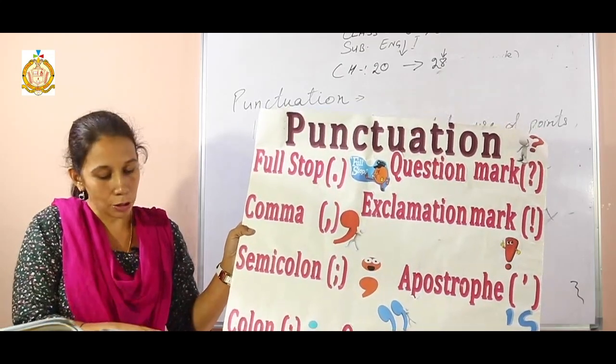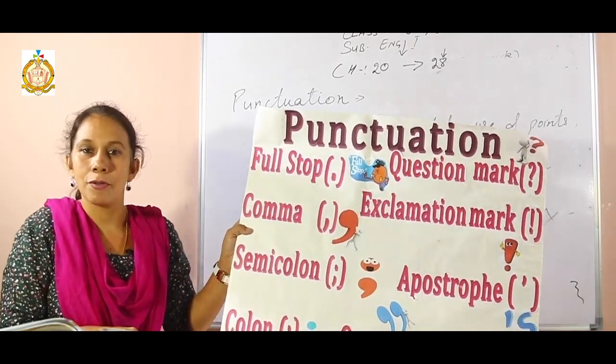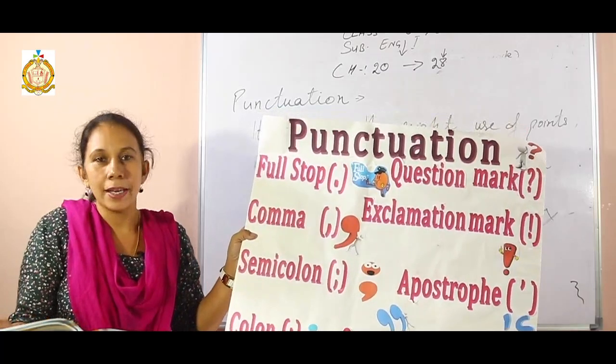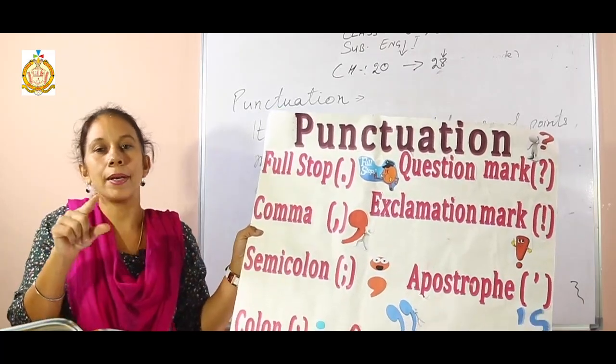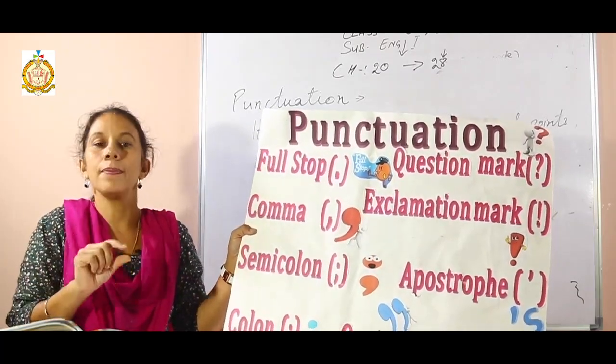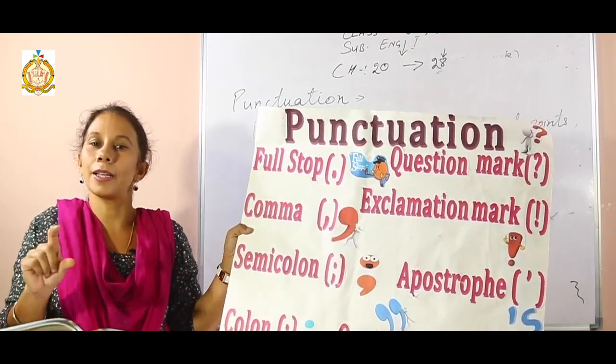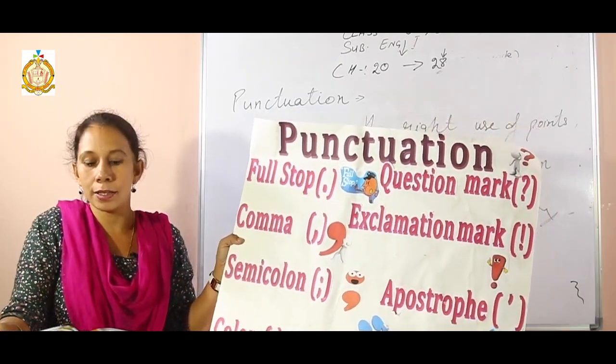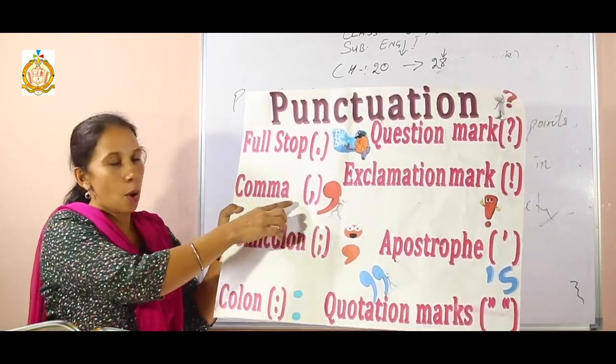Secondly, you put a full stop in abbreviations. For example, MP, Member of Parliament, capital M dot capital P. You can put a full stop between capital M and capital P. And the next one, the second one, is comma.